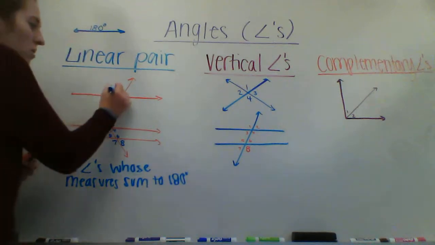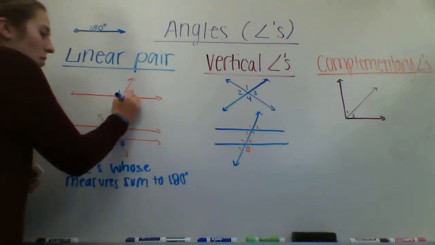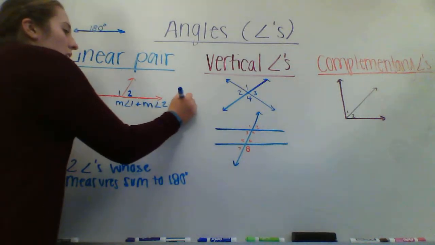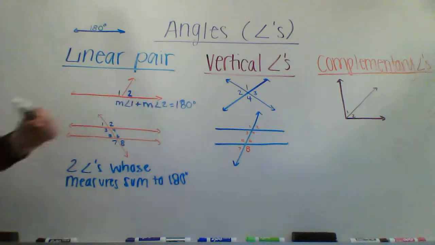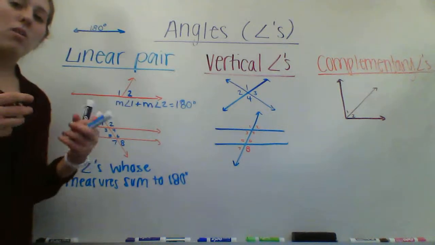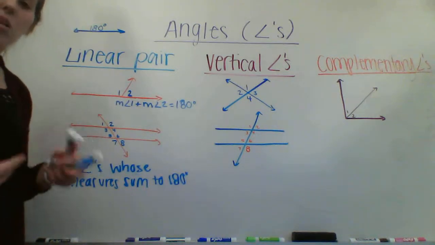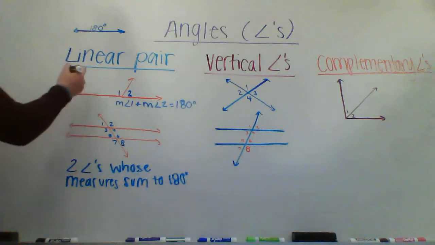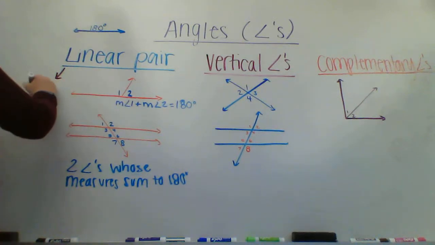So if we have angles 1 and angle 2 here, you know that the measure of angle 1 plus the measure of angle 2 is going to give us 180 degrees. Because a linear pair means two angles whose measures sum to 180 degrees. So the word that we are going to encounter most that means sum to 180 degrees is supplementary. So linear pair, a synonym, is supplementary.